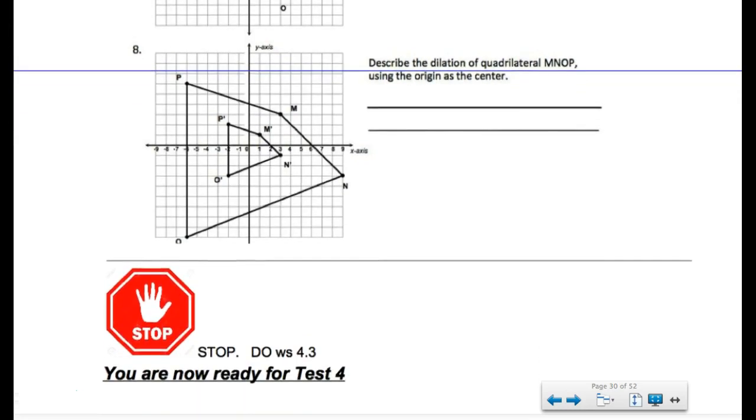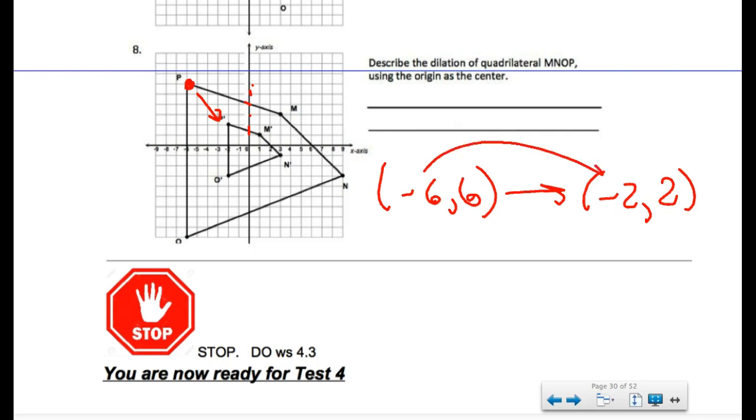Now, when you're going in reverse and you need to describe it, all you need to do is grab an original and write its coordinates down. Negative 6, 6 got pulled in, so this is going to be what we call a contraction. It got pulled into negative 2, 2. Well, what causes this? And it would be, oh, divide by 3, which is true. So this is a dilation with scale factor, and it's not 3 because that would have blown it up. It's a scale factor of 1/3 because everything got divided by 3.